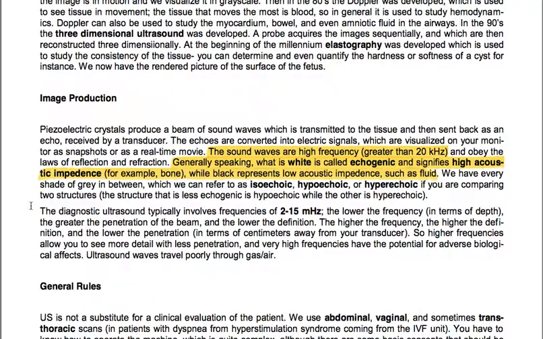The structure that is less echogenic is hypoechoic, while the other is hyperechoic. Diagnostic ultrasound typically involves frequencies of 2 to 15 MHz. The lower the frequency, the greater the penetration of the beam in terms of depth, and the lower the definition. The higher the frequency, the higher the definition, and the lower the penetration, in terms of centimeters away from your transducer. So higher frequencies allow you to see more detail with less penetration, and very high frequency has the potential for adverse biological effects. Ultrasound waves travel poorly through gas, air.